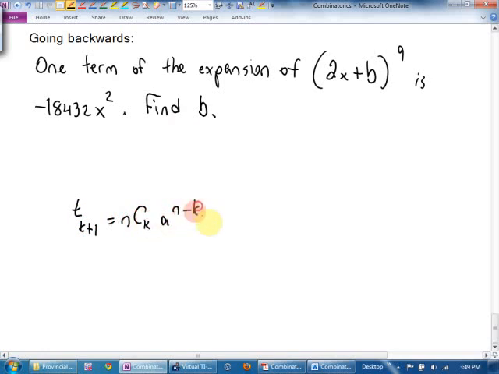But first, I need to figure out what term number this is. And the way to figure this out is by looking at the exponent on the variables. I have an x squared. Now, in this particular question, a is 2x. I'll deal with the 2 later, but I know that I would have gone a to the ninth in my first term, a to the eighth b, a to the seventh b squared. Usually, when I'm trying to find when something occurs, I write out 3, because if I can't figure the pattern out from 3 things, I'm in trouble.